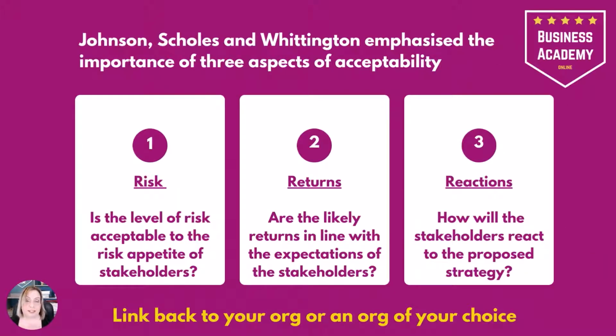Johnson, Scholes and Whittington actually drilled into acceptability and said that there were three major aspects: risk, returns, and reactions, the three R's. So risk: is the level of risk acceptable to the risk appetite of the stakeholders? Do they have a high risk appetite, or are they quite conservative with a low risk appetite and don't like these chances that you're taking? Returns: are the likely returns in line with expectations? And reactions: how they're going to react to the proposed strategy. And as long as you know that, you can then try and counter that with your influencing strategies. As I said, the whole of acceptability, you need to link back to an organization of your choice.